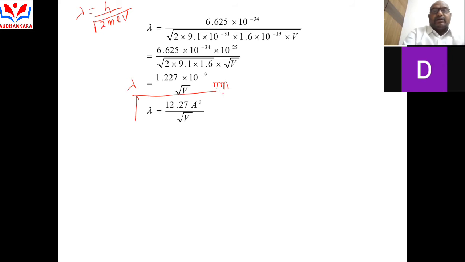So this is the de Broglie wavelength associated with electrons: 12.27 by root V angstroms, or 1.227 by root V into 10 power minus 9 nanometers. Nanometers means 10 power minus 9 meters. So that is the value.